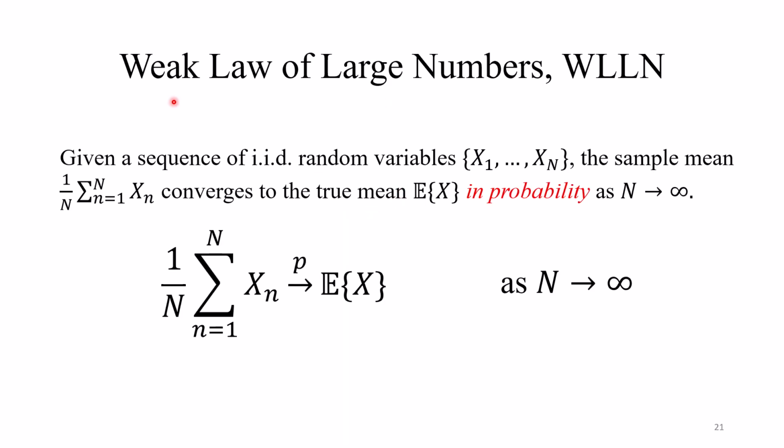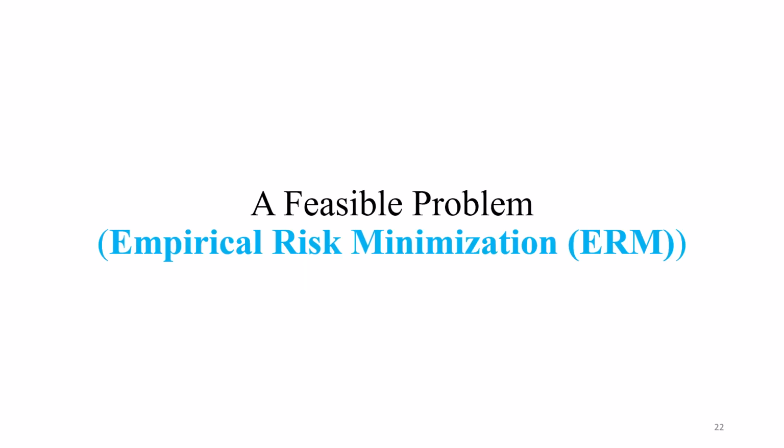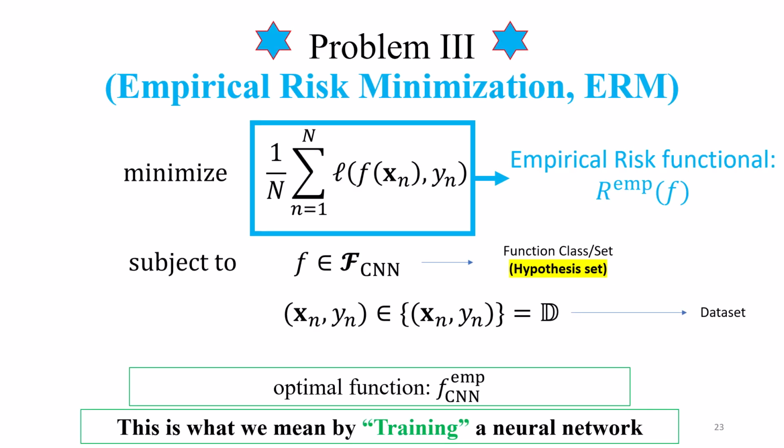The weak law of large numbers states that for a given sequence of IID random variables x1 to xn, the sample mean will converge to the true mean in probability. So basically, by using this law, we can arrive at the feasible problem, that is empirical risk minimization. So essentially, we just replace the population mean with the empirical mean and minimize this one, which means that we need to collect a dataset of XY pairs, which we denote as D. And this is actually what we mean by training a neural network.